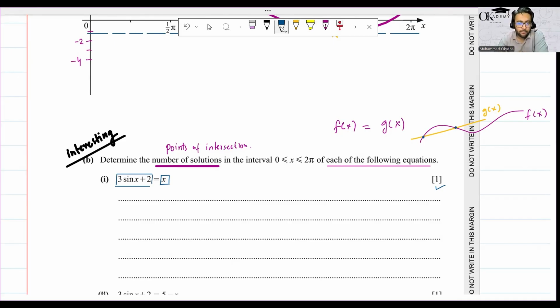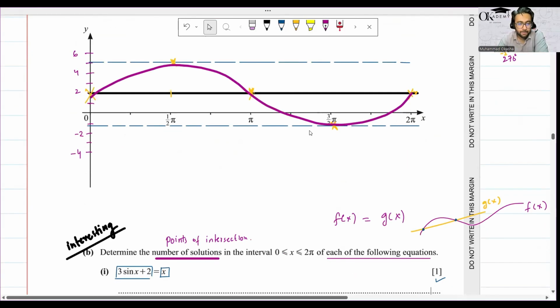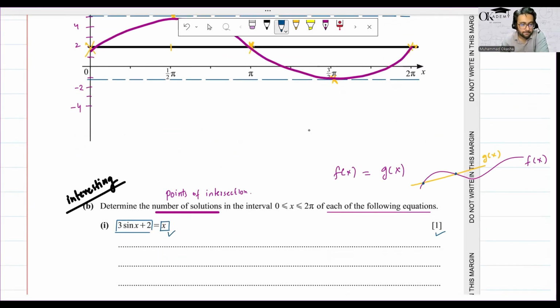We've already drawn 3 sine x plus 2. The other one is x. Now, x is a straight line that has a gradient of 1. Normally, y equals x is this line. That is 1 is to 1, 2 is to 2.